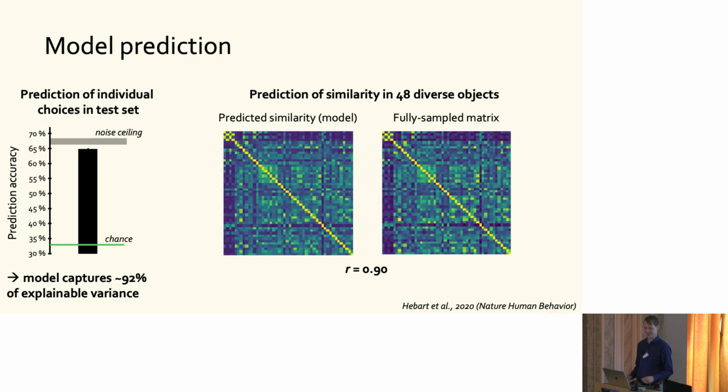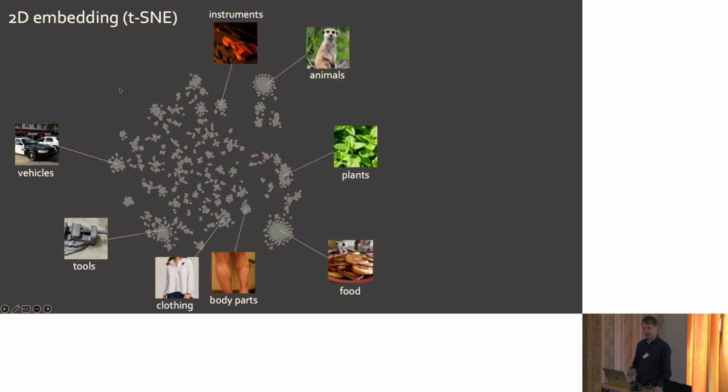Okay, we can predict behavior, and we can predict the similarity structure. But what does this actually tell us? What you can do is visualize again, in a more traditional way, with a down projection in two-dimensional space. And what you see is that different clusters emerge. If you look into these clusters, you can see they correspond to different categories. The body parts are clustering together: food, plants, animals, instruments, etc.